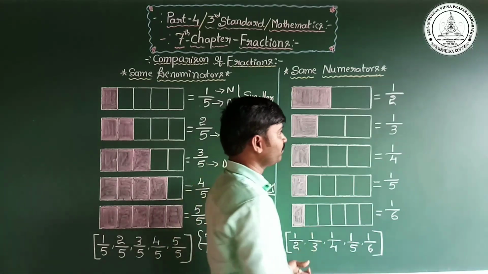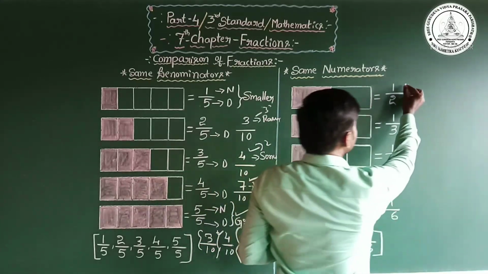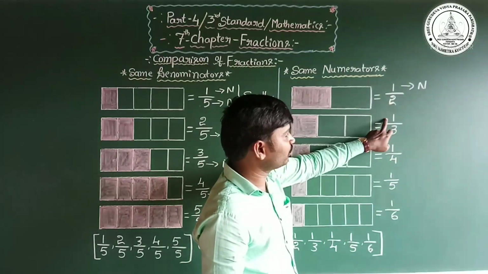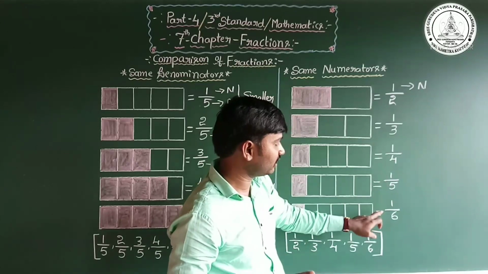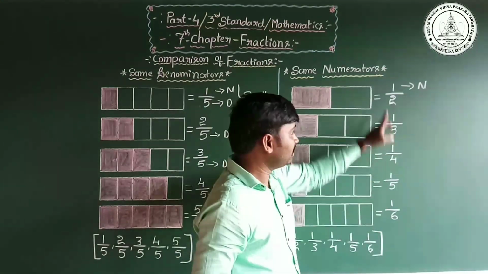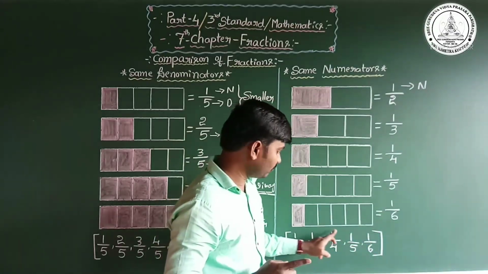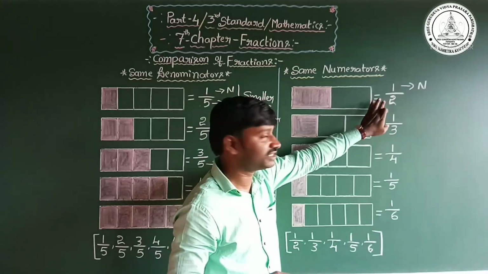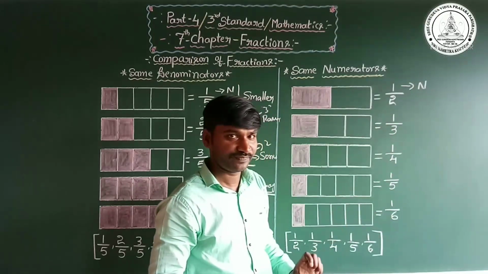See, observe, dear student, in all the fractions the numerator is 1. Here also the numerator is 1. These are the same numerators. 1, 1, 1, 1, the same numerators, but the denominators change. Here 2, here 3, here 4, here 5, here 6.